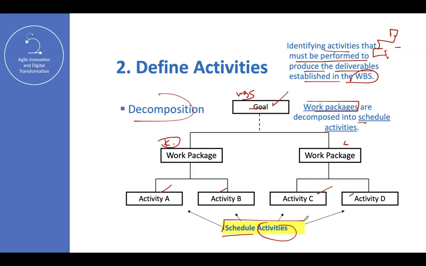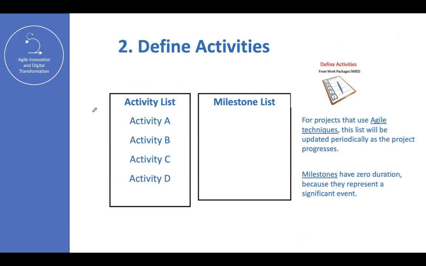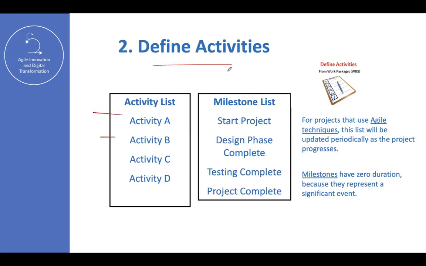Now we can start organizing the list of activities in logical order. So this is a tool or technique. Now we have as an output here, define activities. That is very simple. The list of activities: activity A, activity B, activity C, activity D. Now also we can define the milestone list.